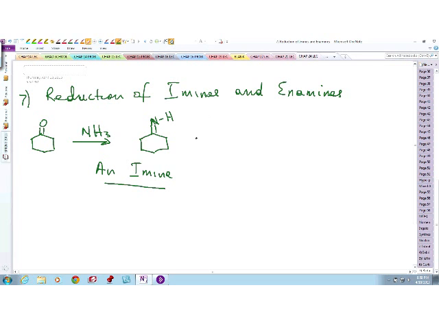Now, if you take this amine, we could now reduce this with sodium borohydride followed by water, and here we are going to get a primary amine, if you start with ammonia.